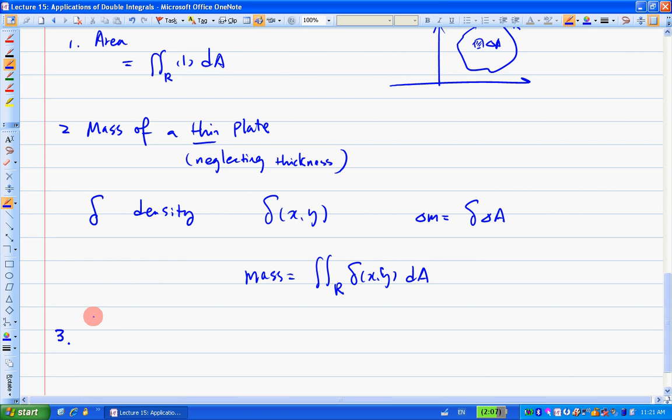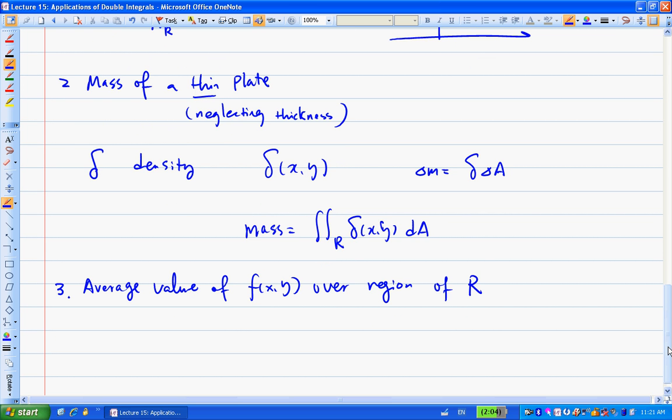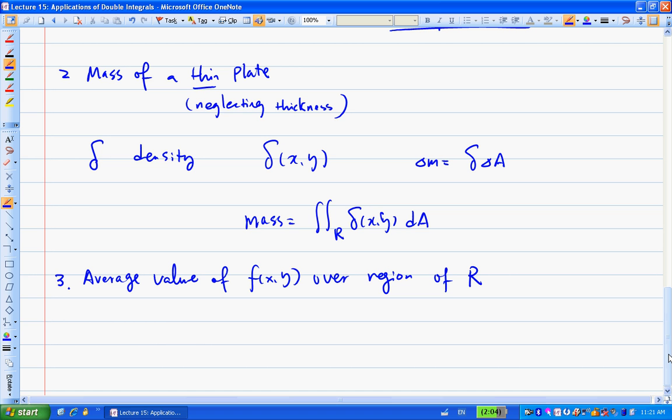Okay, the third one here is average value. Average value of f(x,y) over region R. This average value is a very important concept when you learn statistics. So let's start with the simplest case here.